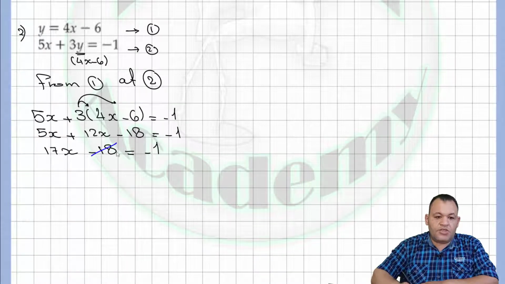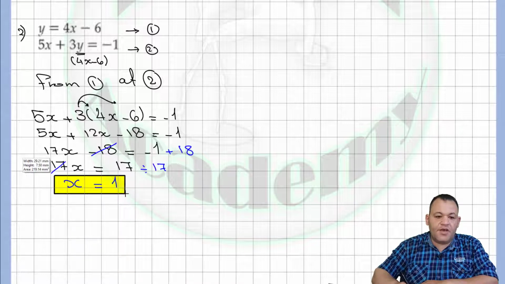By solving the equation using the inverse operation, it will be by adding 18. So we have 17x equals positive 7. Now we can divide by 17. Then we can say that x equals positive 1. That is the value of x, and that will be equation number 3.